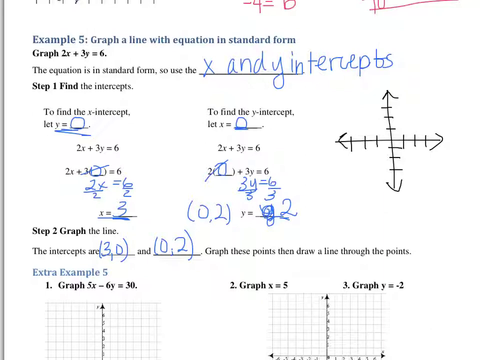So then I'll put my points on there. (3, 0) would be right here, and (0, 2) would be right here. And then I just simply draw my line through there to make my graph.